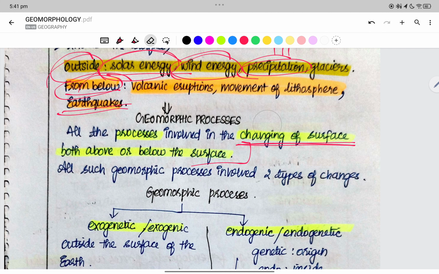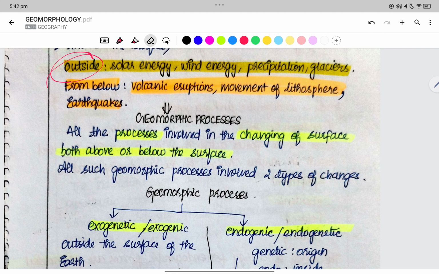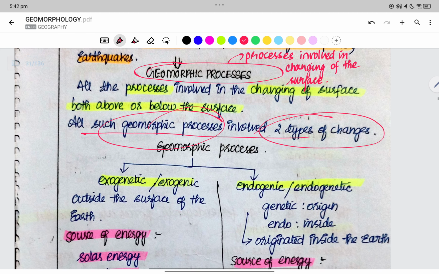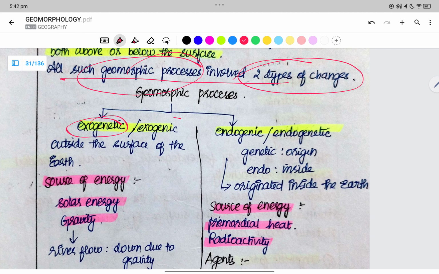Geomorphic processes are the processes which are involved in changing of the surface. All such geomorphic processes are involved in two types of changes: exogenetic or exogenic, and endogenic or endogenetic.